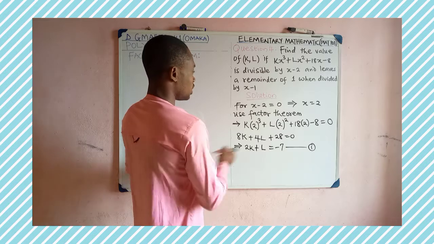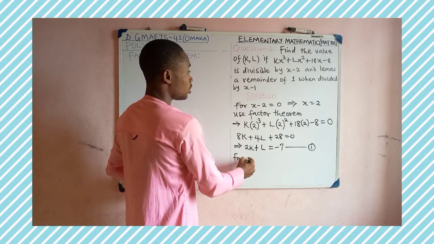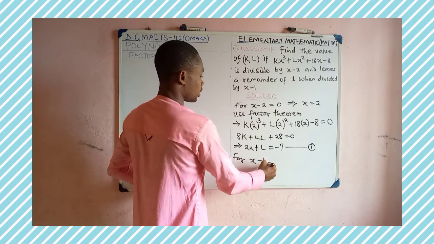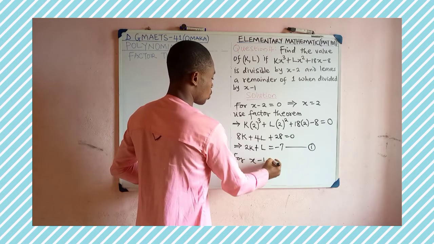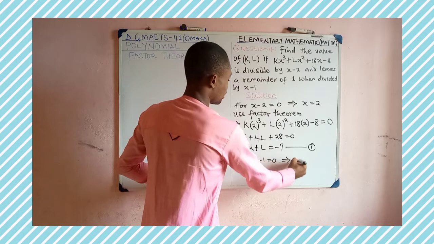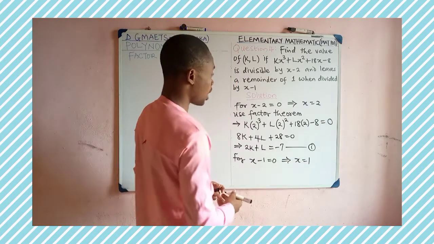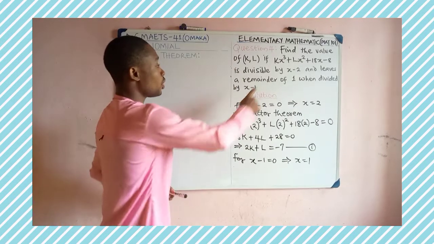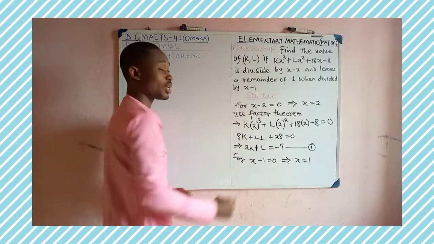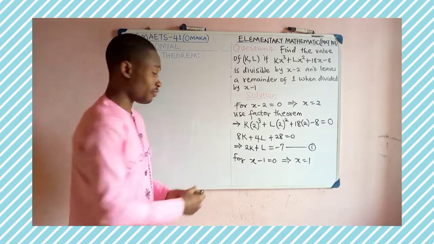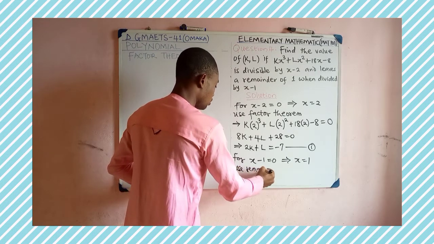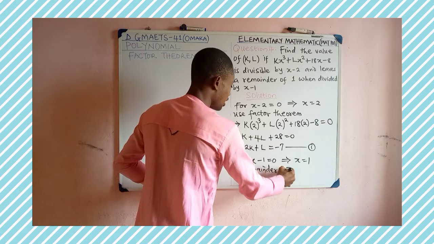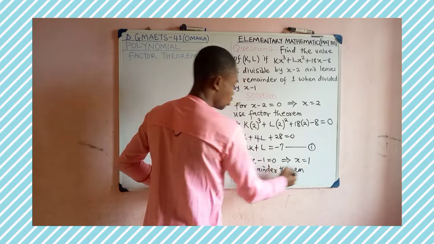Alright, let's move on, and then we're going to write for x minus 1. It implies, let's say for x minus 1 equal to 0, it implies that x is equal to positive 1. And when the polynomial was divided by this x minus 1, it left a remainder of what? 1 for us. So I'm going to write, use remainder theorem. I told us the reason for that already.